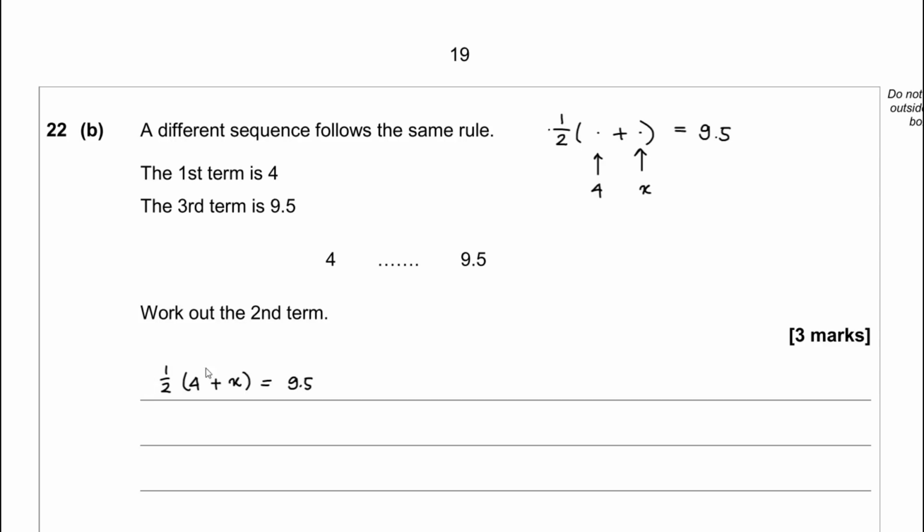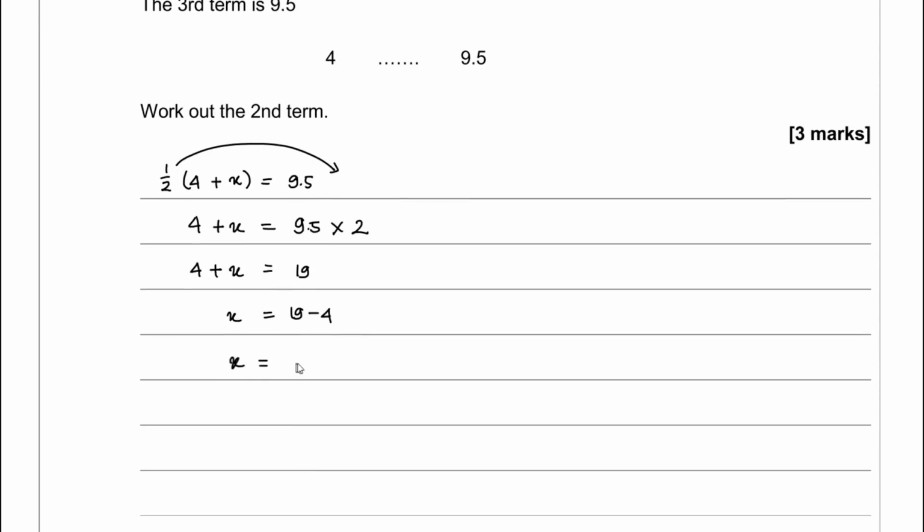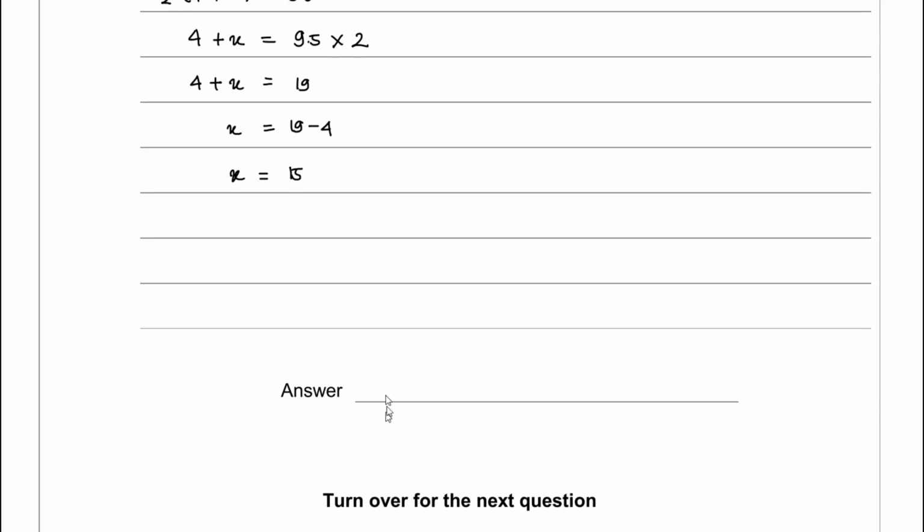Let's move the half into the right hand side, so we will have 4 plus x alone without the brackets. We have 9.5 and the half moved here into 2. It's actually 2 by 1. So 4 plus x is 9.5 times 2, which is 19. So x is 19 take away 4. Then x is 15. So here should be 15. Let's write it down, 15, here on the answer column. That's it.